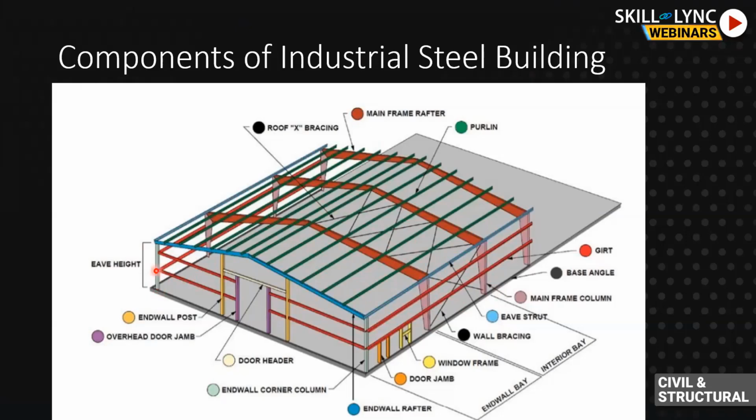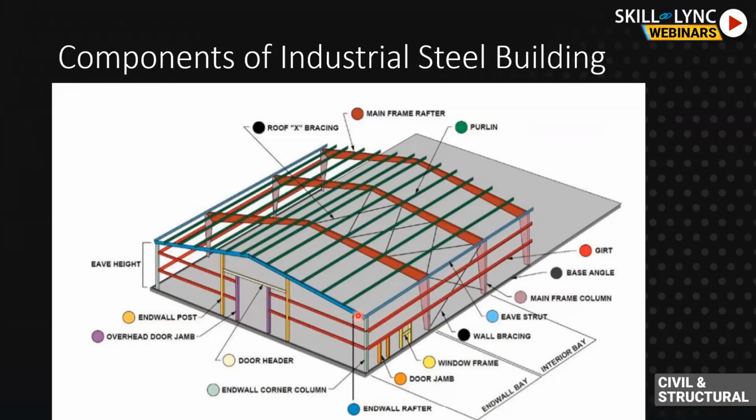The height to the eave. Eave is the bottom of your rafters. That is called eave height. Then you have the end wall post. This will be supporting the door jambs, as well as it will be acting like a wind post. So wind post is something like, here on this face, you need to have supports for your wall sheet. So for those things, you need to have a column. So these columns are called wind post or end wall post.